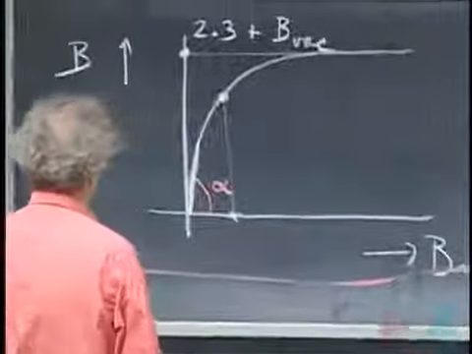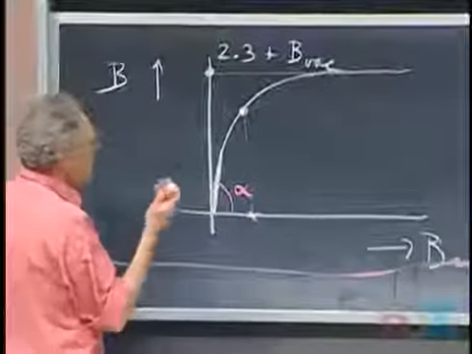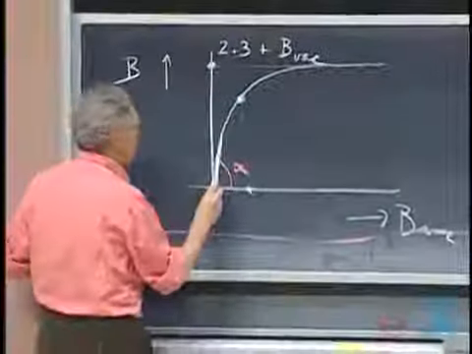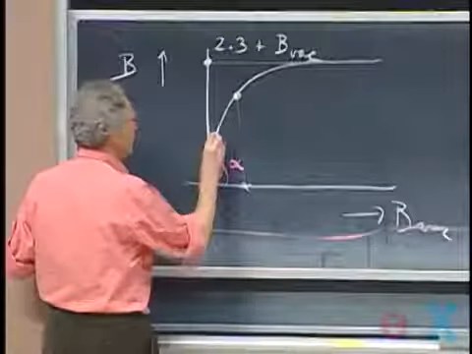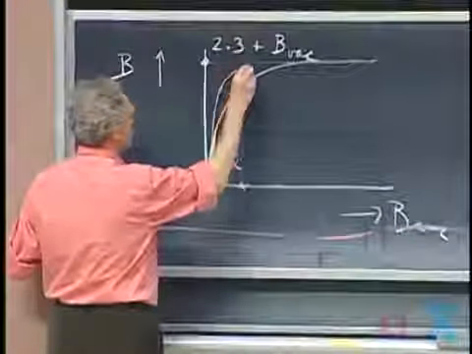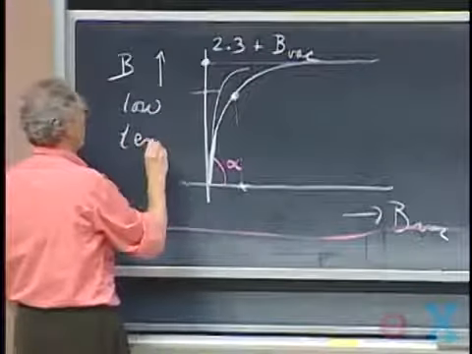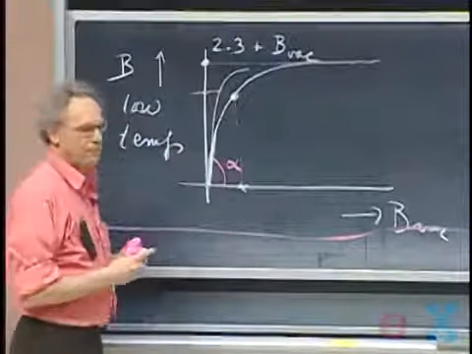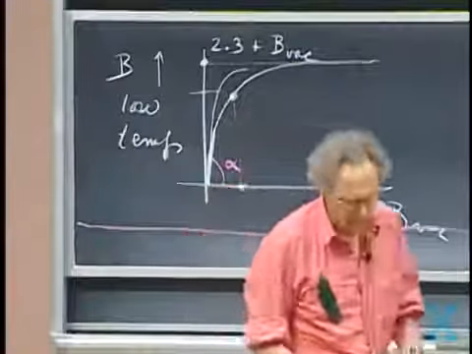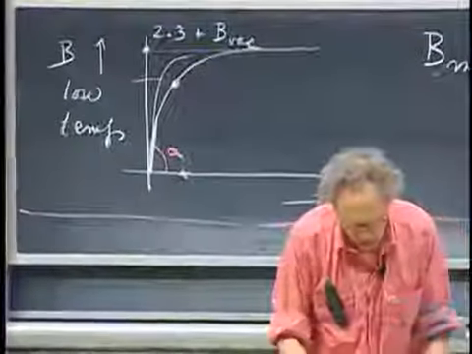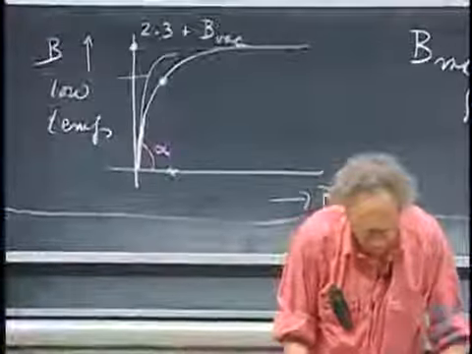If the temperature of the material is lower, it's easier to align them, and so you will achieve saturation earlier, and so your curve would go like this. So the curve is also a function of temperature. So this is if the temperature is low relative to this one. So these curves depend on temperature as well. The lower the temperature, the easier it is to align them.